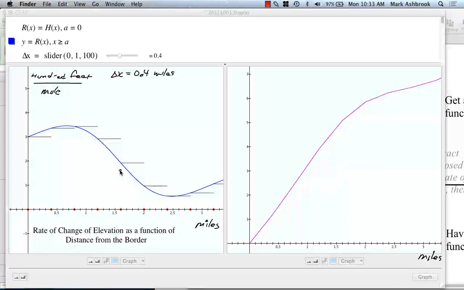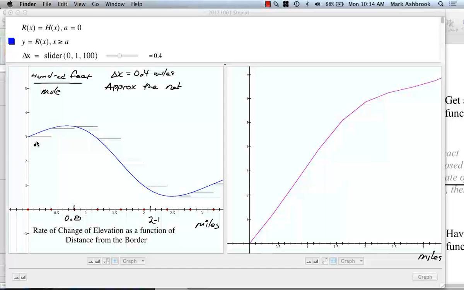And so approximate the change in elevation starting at, say, 0.8 miles from the border to, say, 2.1. So can you approximate the net change in elevation from 0.8 miles to 2.1 miles from the border? Go, see if you can do that.